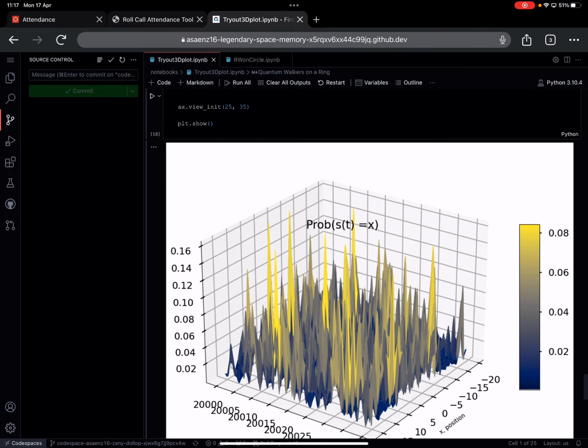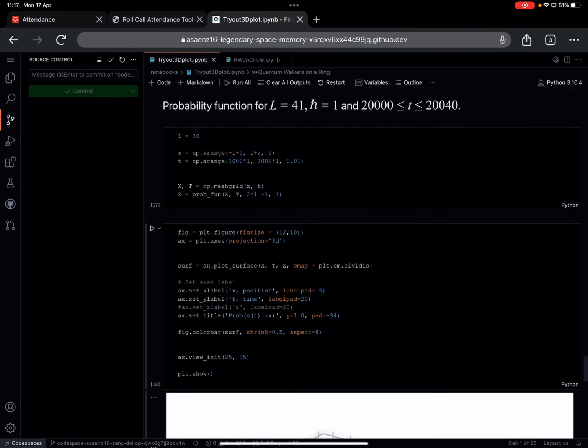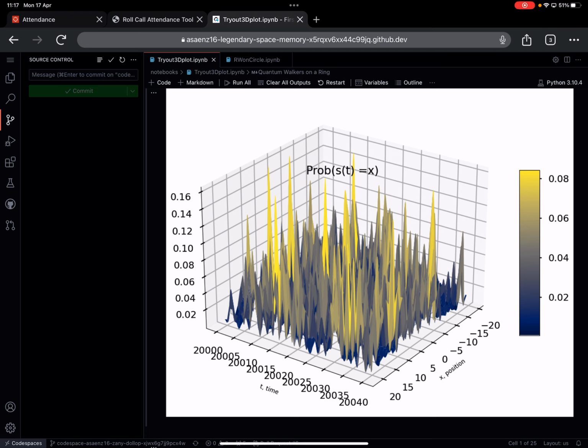But I kept looking at time 20,000 to 20,040. And this is the probability function at later time. And the fluctuations keep growing and they keep getting higher. And you just kind of get this kind of noisiness, quantum fluctuations. So this is what this first probability function is giving us, these high fluctuations.